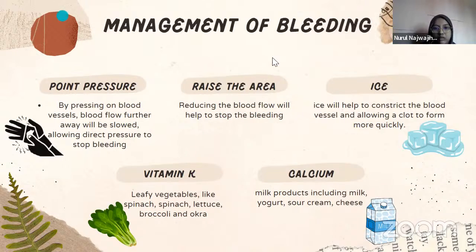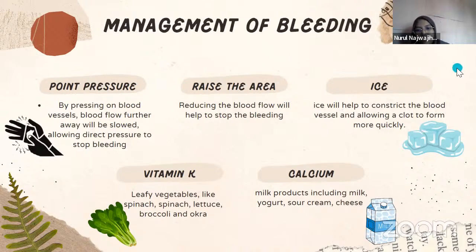Second, she needs to raise the area. Reducing the blood flow will help to stop the bleeding. If the wound is at the lower limb, the patient may lie down and try to raise it above the level of the heart.